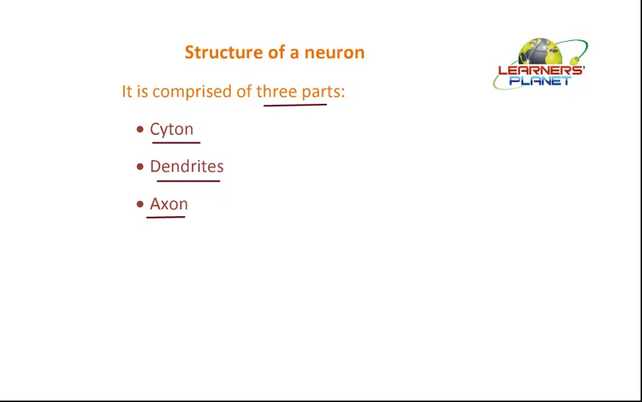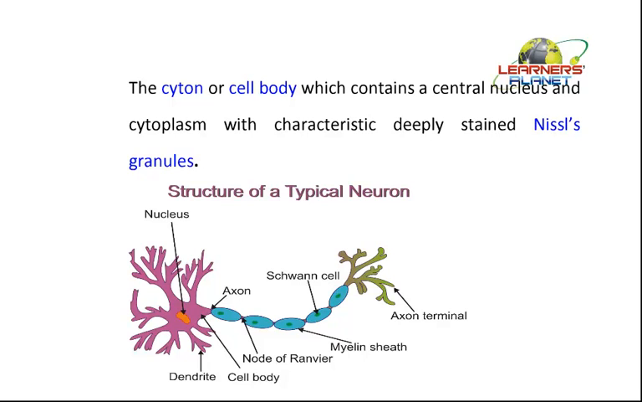Cyton is also known as cell body. It is the central part of the neuron. Dendrites, these are the small extensions of the membrane of this cyton. Then axon is a long branch or tail which is arising from the membrane of a cyton. Let us clear each and every part here now.